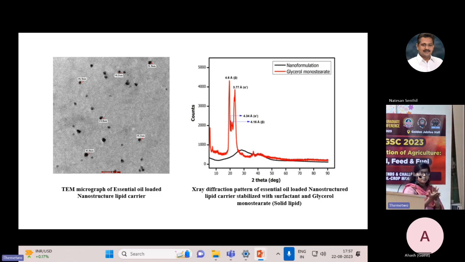The right side shows the X-ray diffraction pattern, which also confirms the encapsulation of bioactives in the solid lipids. The red peak shows the crystalline pattern of the solid lipid. As I said, solid lipid is a crystalline material. It has a crystalline pattern at 4.9 angstrom and 3.77 angstrom, which confirms that it is crystalline in nature. But when the volatile bioactives occupy the crystal defects, the crystal patterns disappear and lead to the formation of amorphous peaks, which is shown in black.